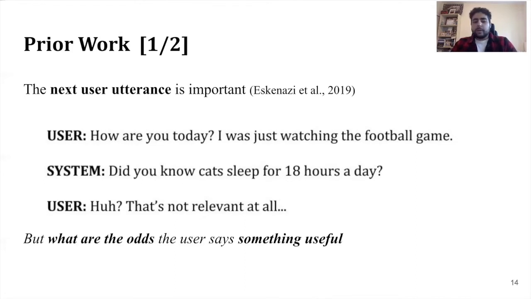But in open domain dialogue, what are the odds that the user says something useful in their next response? For open domain dialogue, if we just rely on the user calling out a mistake of the system, we might only capture the worst of the worst system responses.